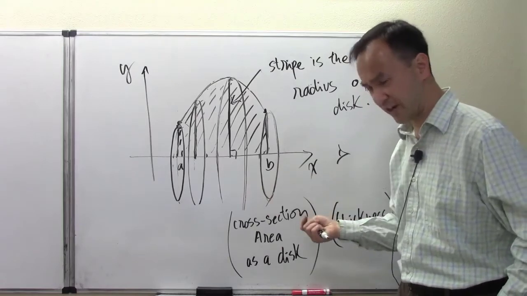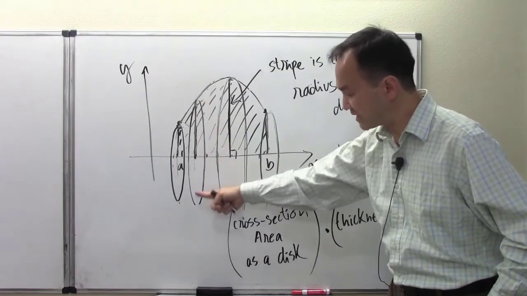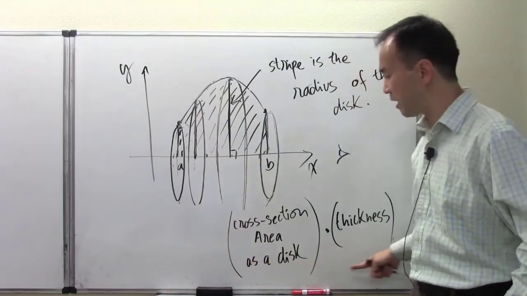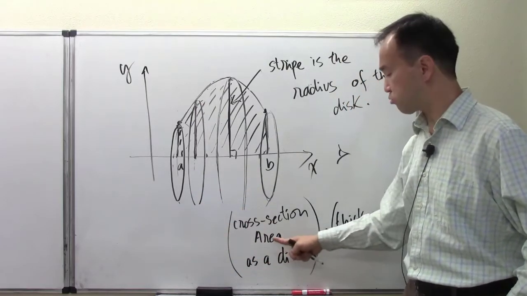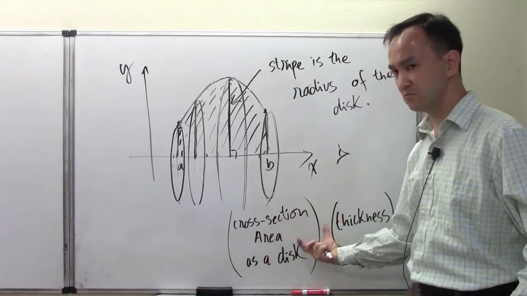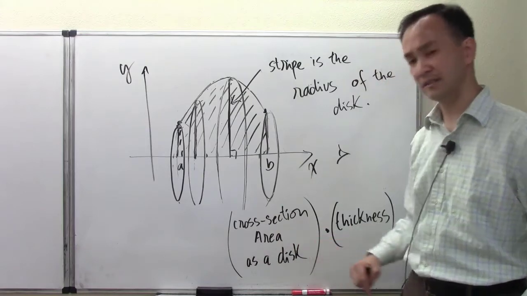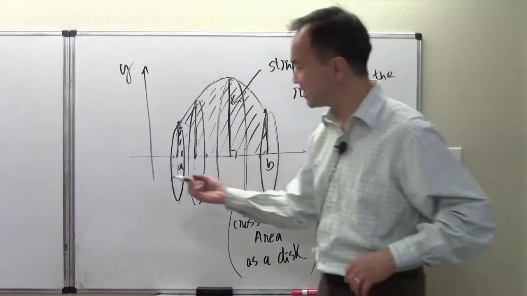Every cross-section has a thickness. We already know that, and it has an area. So what kind of quantity do we obtain here by taking the product of the cross-section area, disk or whatever, but cross-section area, and multiplying with the thickness? So in that way, here's the kind of picture I'm getting.